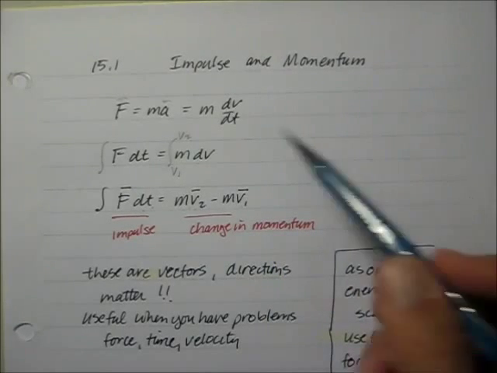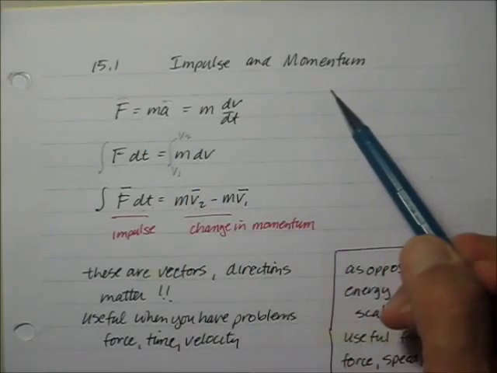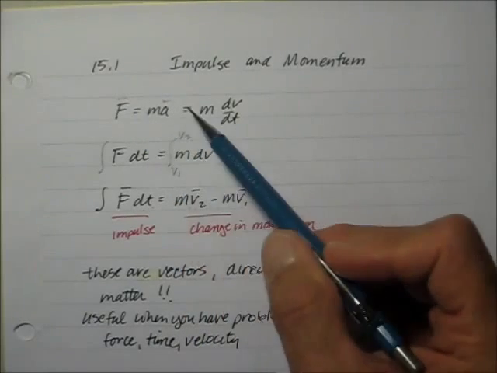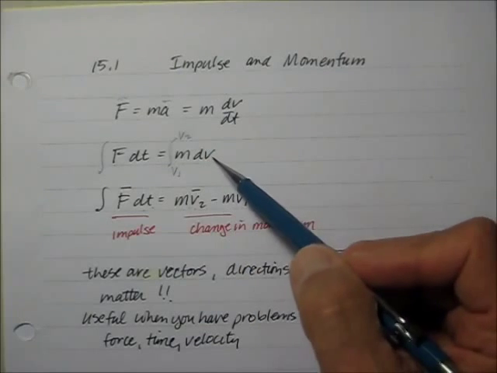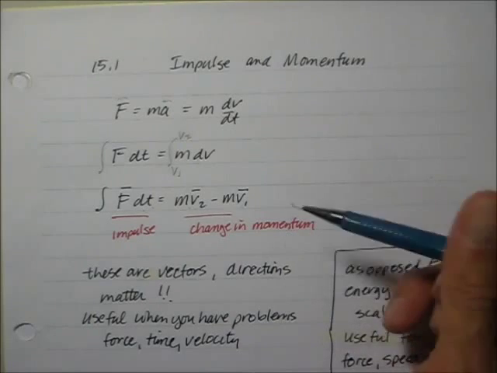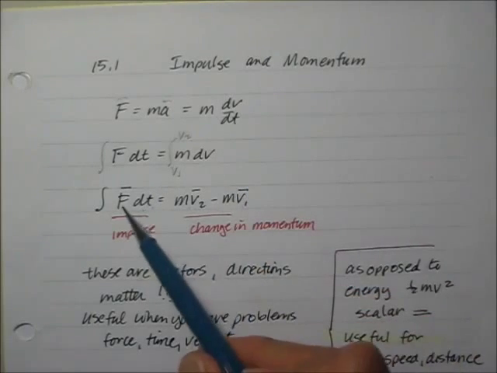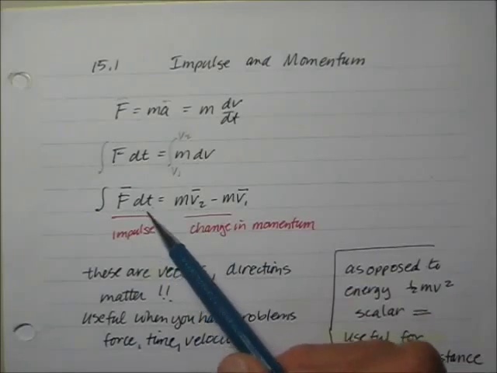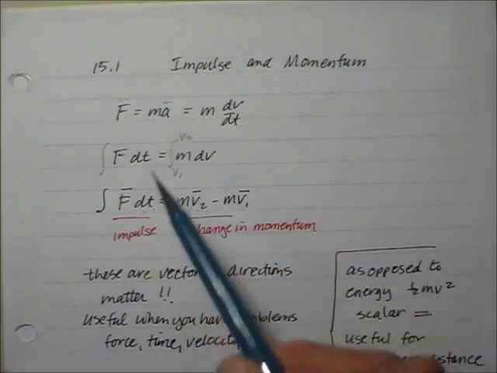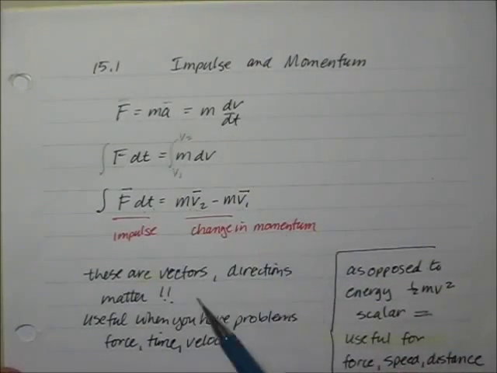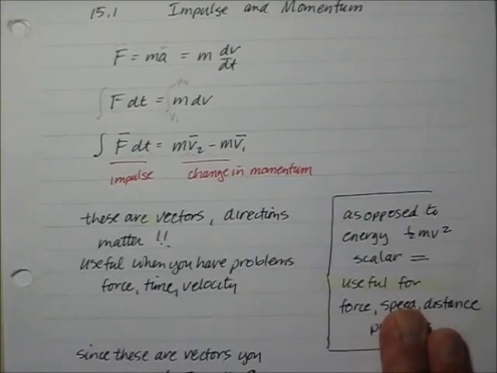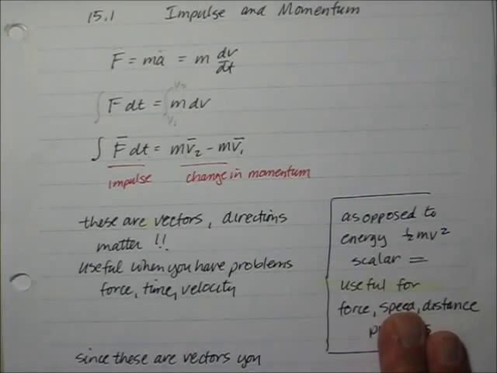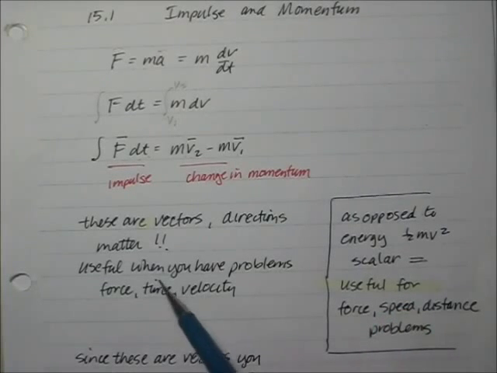Okay? Now, we started with a vector equation, F is equal to ma. The force is always aligned with the acceleration. We did not square the velocity like we did in the energy relationship. So it turns out that these are still vectors. We start with a vector equation, we end up with a vector equation, which means that directions matter, and we will have to make sure we keep track of our x and our y directions when we do that.